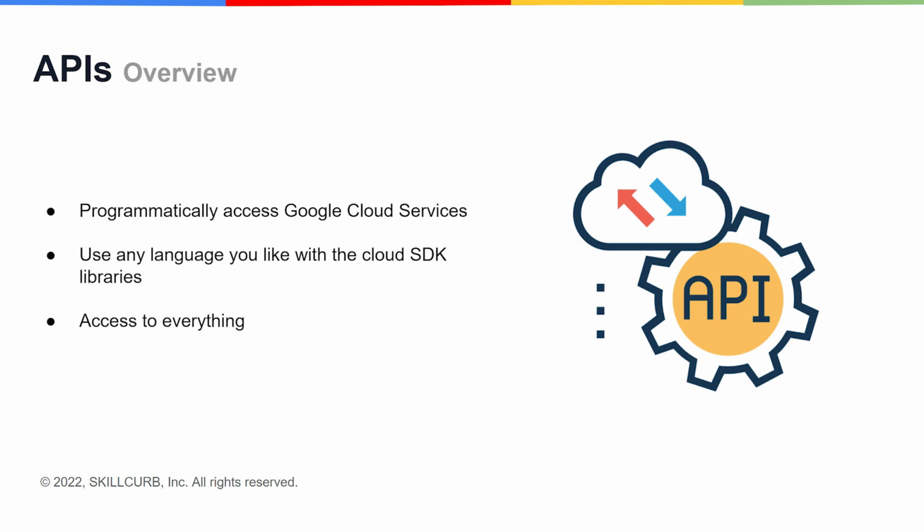The way you can use the APIs in your application is by getting the SDK library in the language that you're working in. So say I'm making an application in Python. I'm going to get the SDK library for Python in order to make my application. APIs give your applications access to every service within the Google Cloud Platform, granted that you've set it up correctly.